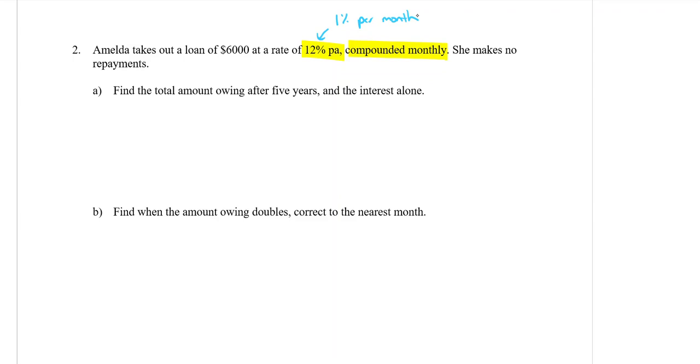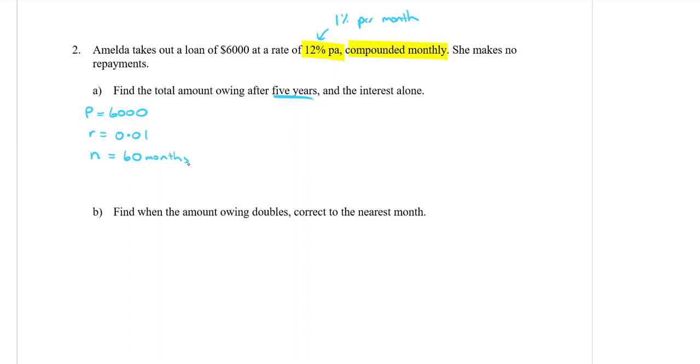Okay, continuing. She makes no repayments. Find the total amount that she owes after 5 years. So what we've got, you don't have to write these things down, but sometimes it's easier when you're starting out. There's $6,000 for the principal. We found out that our interest rate was 1% or 0.01. Our N, 5 years, wrong unit. I need it in months. So it'll be 60 months. So 5 times 12 is 60 months.